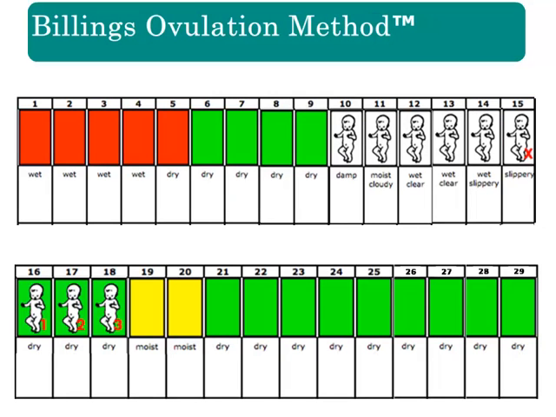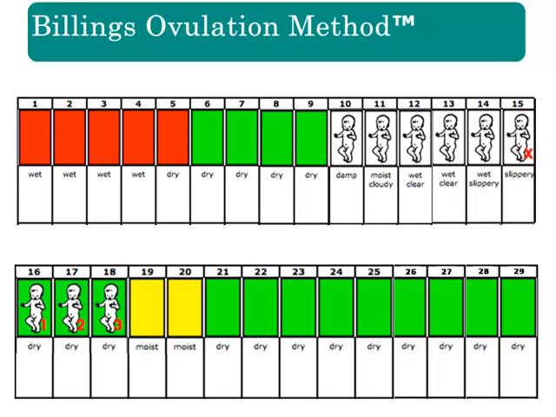Here is an example of a Billings chart for one cycle. Let's discuss how it works. A woman notes her cervical secretions and represents them with either a stamp or a symbol. On this screen, we show both. A woman also notes the sensation at the vulva and anything else she considers important.